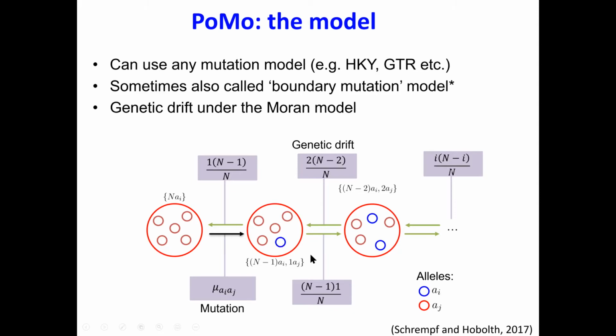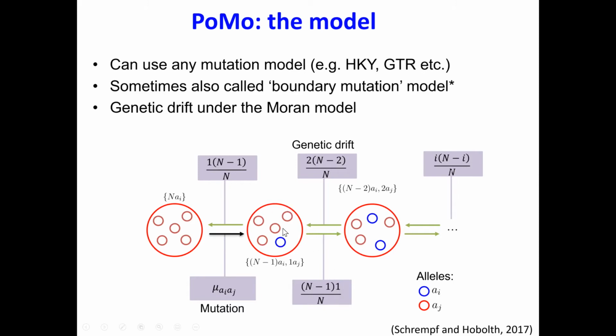We could increase the frequency of this blue allele by picking an individual with a red allele and letting it die. The probability of letting this individual die, it's random, we randomly pick it, and the probability for that is n-1 over n. And to give birth to the blue allele, the rate would be 1.